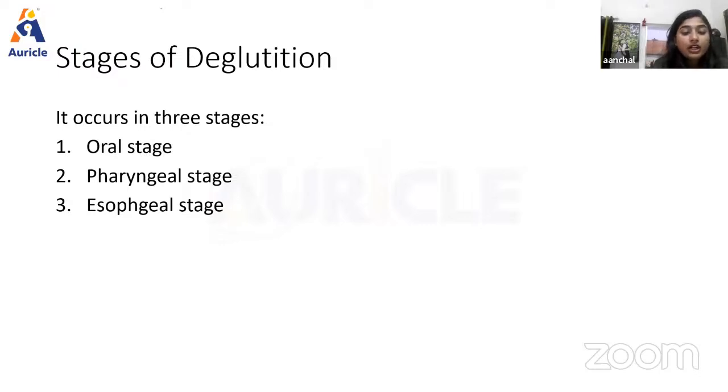Now the third and last stage we have is the esophageal stage. Again, we know the esophageal stage is involuntary in nature, and in this stage there will be movement of food from the esophagus into the stomach. And again, a very important movement known as peristalsis basically starts in this final stage of swallowing, which will help in the movement of food from the esophagus to the stomach. So this is all about the stages of deglutition and swallowing.